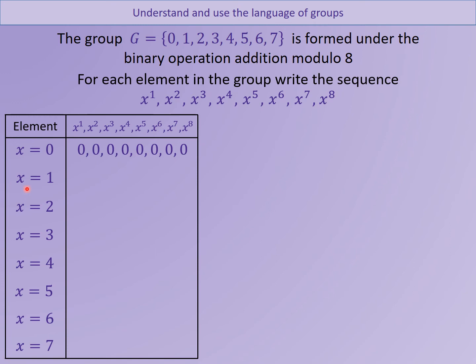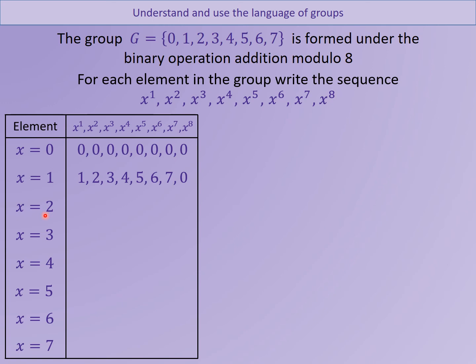Hopefully on this one you said the first number, x to the 1, is just 1. Then you've got x squared, so that's 1 plus 1, which is 2. X cubed will be 1 plus 1 is 2, plus another 1 is 3. So this is a nice simple sequence: 1, 2, 3, 4, 5, 6, 7, 0.